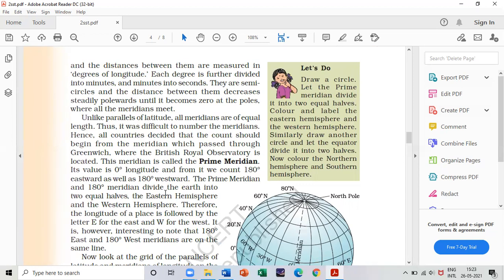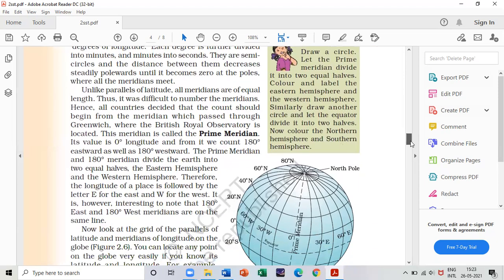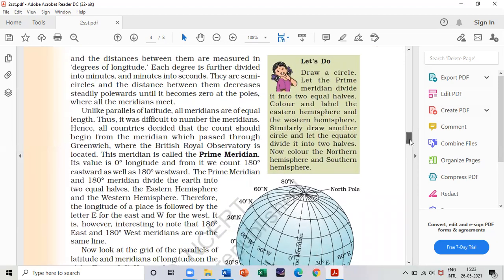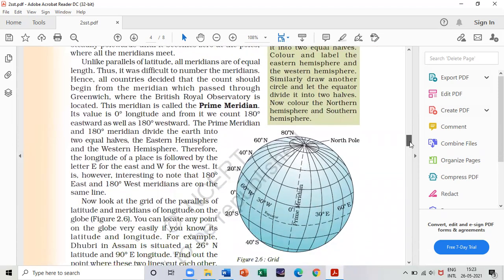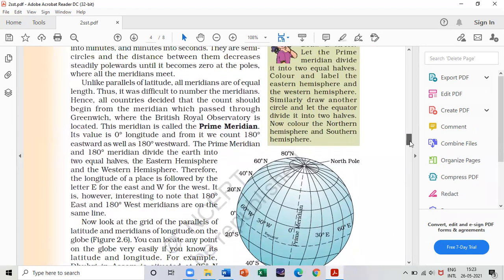So the prime meridian, see here, divides the earth into 2 equal halves, the eastern hemisphere and the western hemisphere. Till now we read about the northern hemisphere and the southern hemisphere. Now we read about the eastern hemisphere and the western hemisphere.